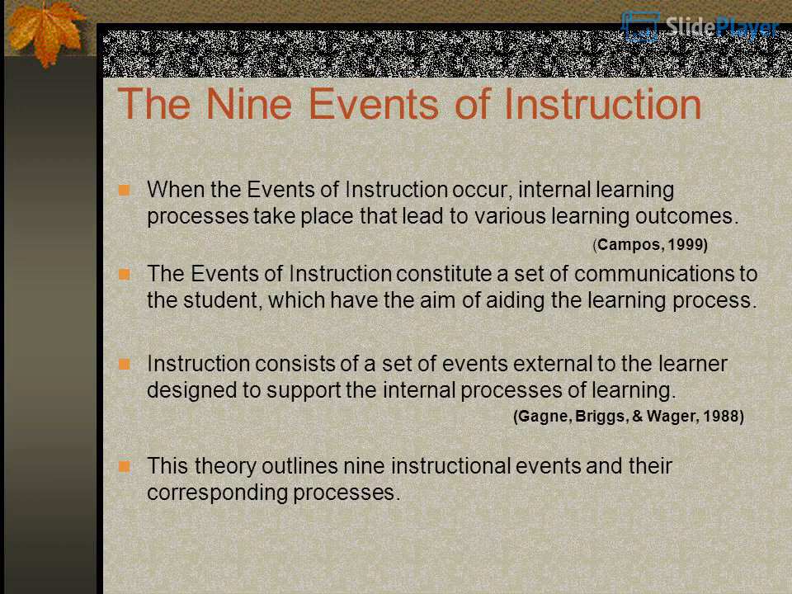The 9 events of instruction. When the events of instruction occur, internal learning processes take place that lead to various learning outcomes. The events of instruction constitute a set of communications to the student, which have the aim of aiding the learning process. Instruction consists of a set of events external to the learner designed to support the internal processes of learning. Gagne, Briggs, and Wager, 1988. This theory outlines 9 instructional events and their corresponding processes.